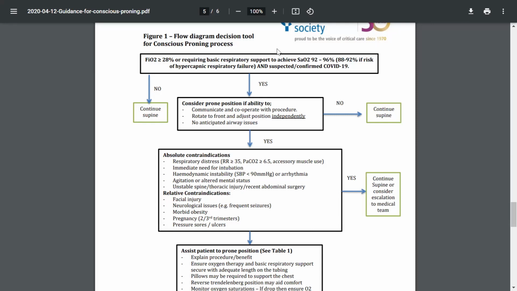So the key message here is to know that prone positioning in COVID patients has been shown to improve oxygenation. Okay, thank you very much. Let's continue with the next question.